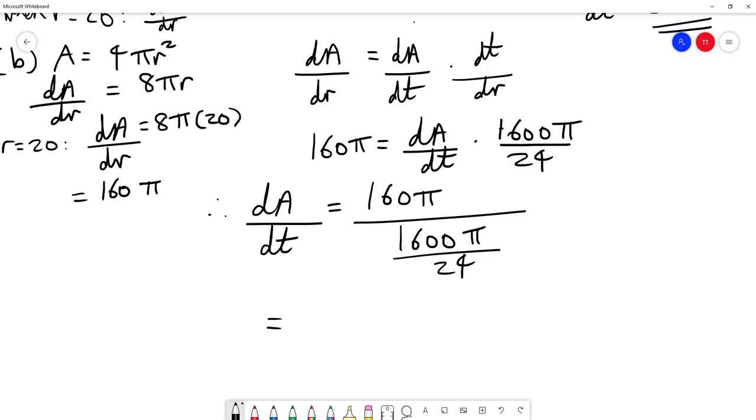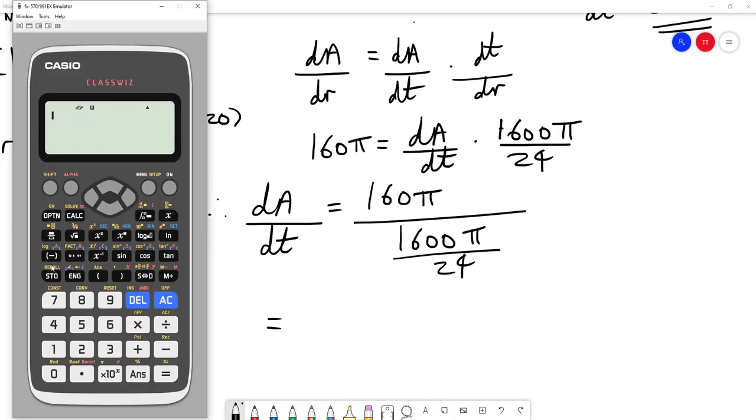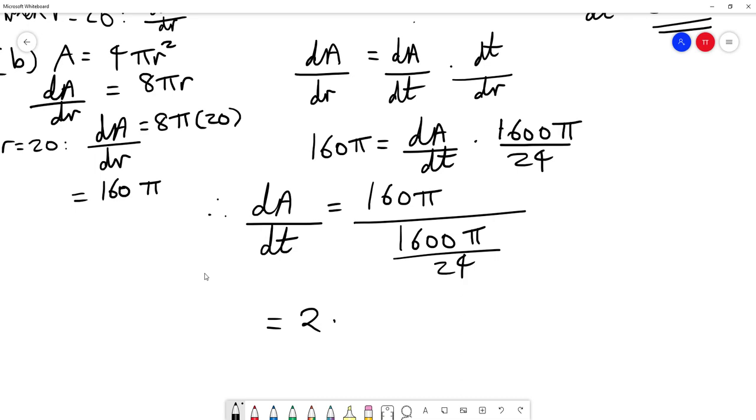Get my calculator out, type it straight in, 160 pi over 1600 pi over 24. So I get 12 over 5 or 2.4. So 2.4. Now it's in centimeters, so it's going to be centimeters squared per second.